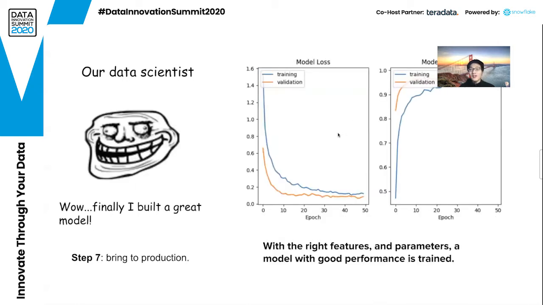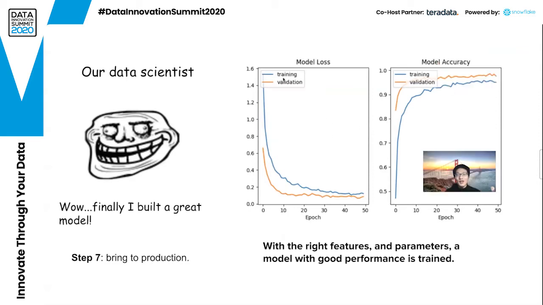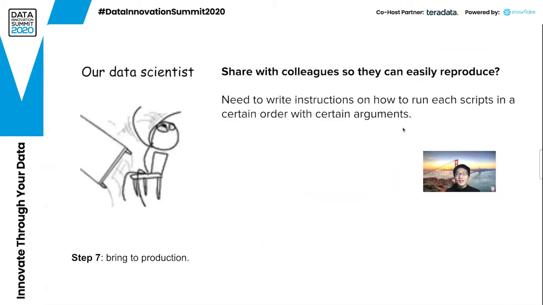Okay, after all this trouble, we finally have a great model. You see, the training and testing loss goes down and accuracy goes up. But bringing good work to production is another game. Sharing results with colleagues so they can easily reproduce is not easy. We need to write instructions on how to run each script, in what order you should run them, and what arguments you should use to run each script.